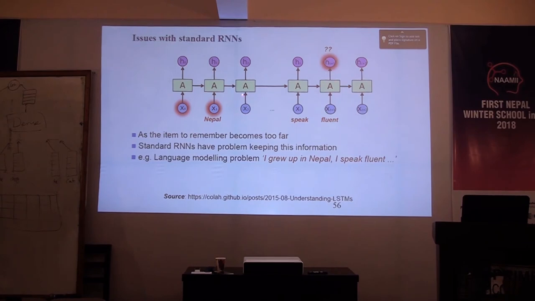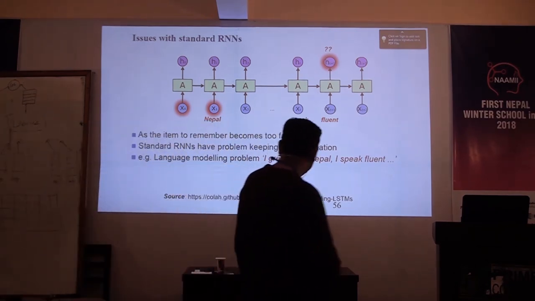Now as the sequence becomes very long, remember this is a single cell, not multiple cells. It's the same cell with the same parameters. Trying to keep track of this becomes very difficult. So once the sequence becomes very long, it's going to forget that it was Nepal, and then it's going to generate an incorrect prediction. So standard RNNs have this problem.